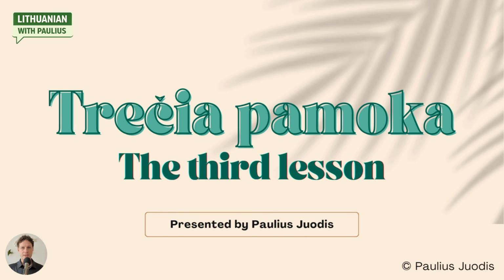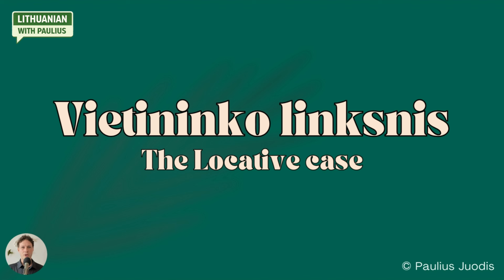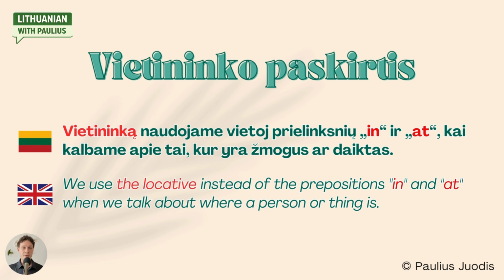So first things first, how do we call the locative case in Lithuanian? In Lithuanian, this is going to be called vietininko linksnis. So we use the locative instead of the prepositions in and at, and sometimes on, when we talk about where a person or a thing is. So we don't use any prepositions in Lithuanian when we speak about the location of an object or a person.